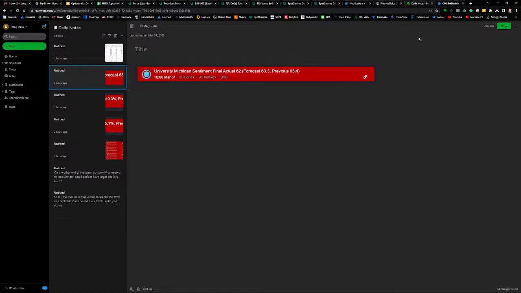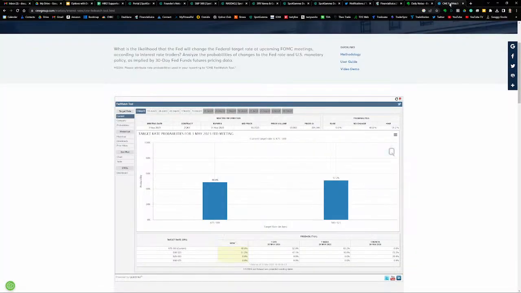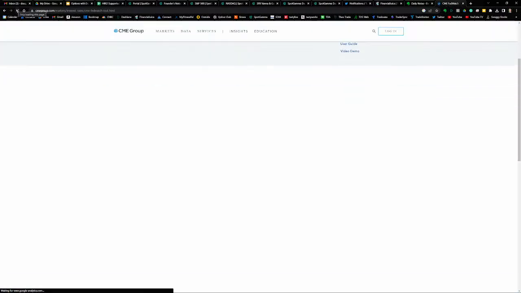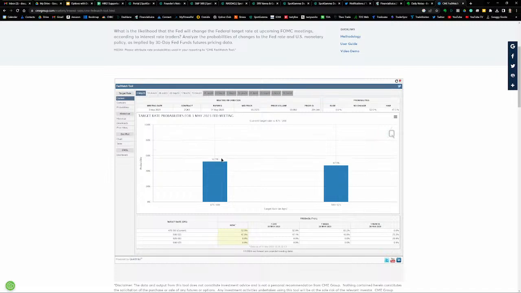And let's take a quick look at the CME FedWatch tool. I'm going to get the latest number here. So right now it looks like there's slightly greater than a 50% chance that the market is pricing in no rate hike at the next FOMC meeting on May 3rd. So right now this is showing a 52% chance of a 0 basis point move, no hike, versus a 47.5% chance of a 25 basis point hike.